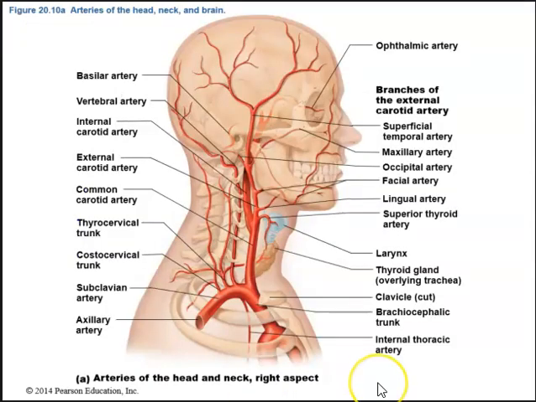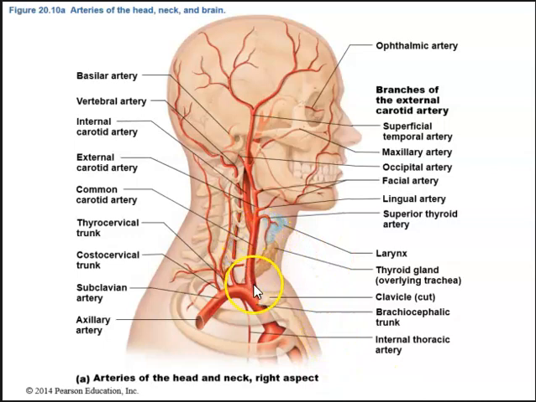So here are arteries of the head and neck. We see branches of the subclavian artery. We have the vertebral artery, again, going through the transverse foramen of the cervical vertebrae, which will eventually go into the base of the skull to help contribute to the circle of Willis. We have the thyrocervical trunk and the costocervical trunk, again, giving blood supply to the head and neck.